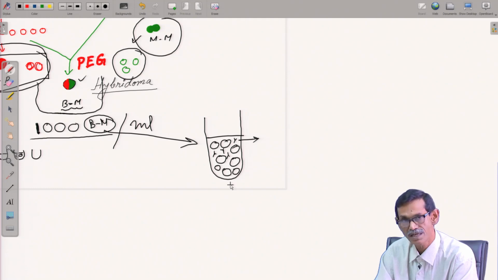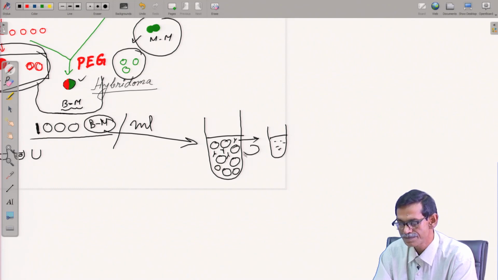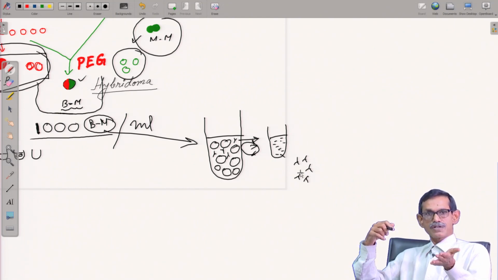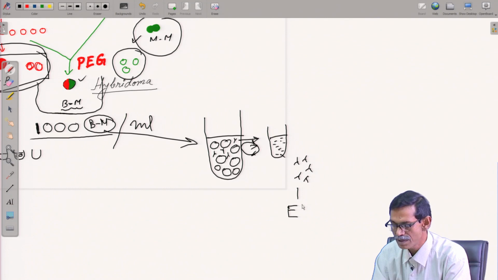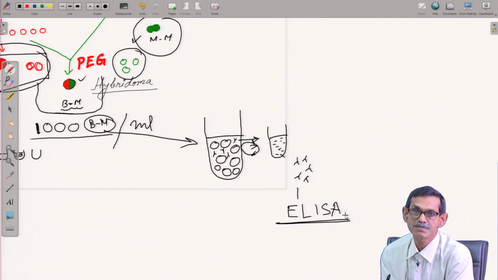So, if I centrifuge the cells and collect the supernatant, in the supernatant I will have only antibody. So, whether that antibody is against my protein or antigen of interest or not, what can I do? You know that now. This is a simple ELISA. Okay. So, if I do ELISA and the ELISA is positive, then I can say that is the real well from where my cell comes.